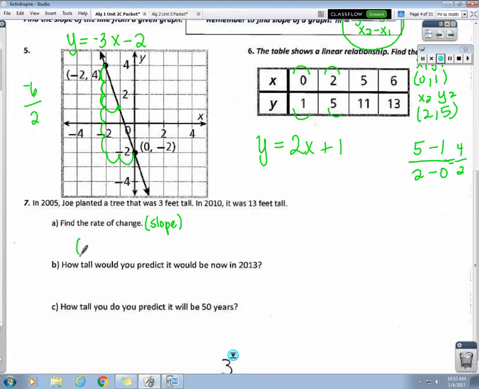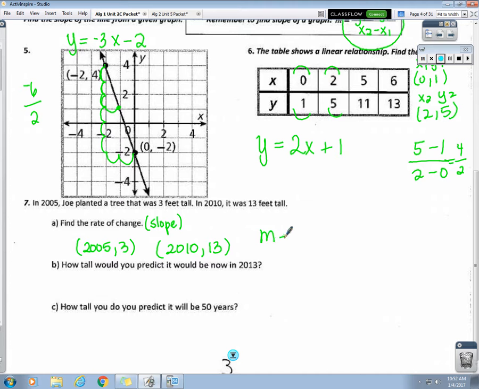Okay, so don't we have to create 2 points from this information? So what would the first point be? You can use (2005, 3). You can use the whole date. And then what would your second point be? Right, because in 2005 it was 3 feet tall, in 2010 it was 13 feet tall. Now to find the rate of change, the rate the tree's growing per year, you just use the slope formula.